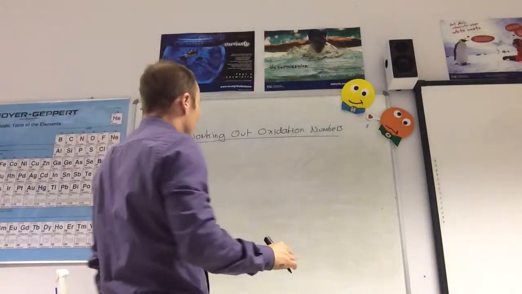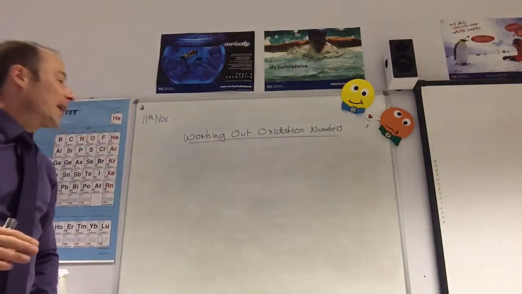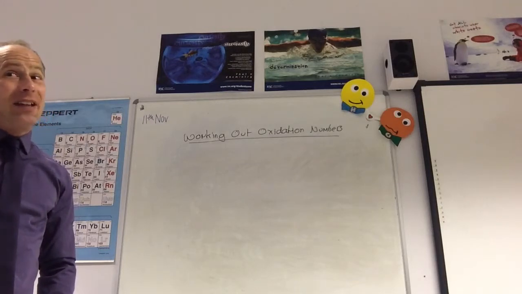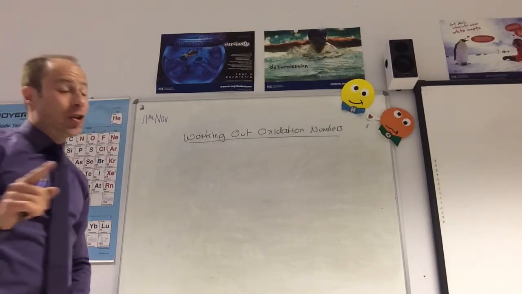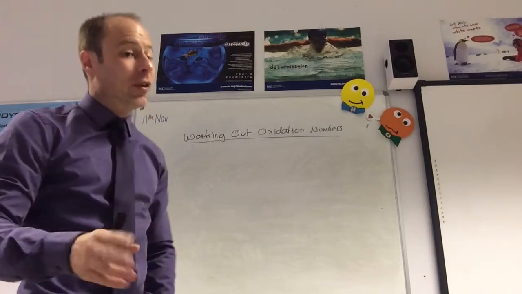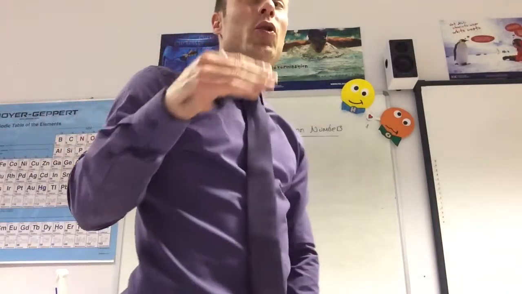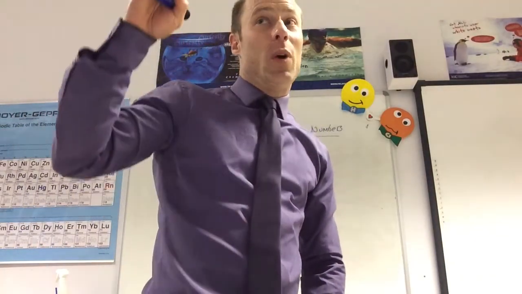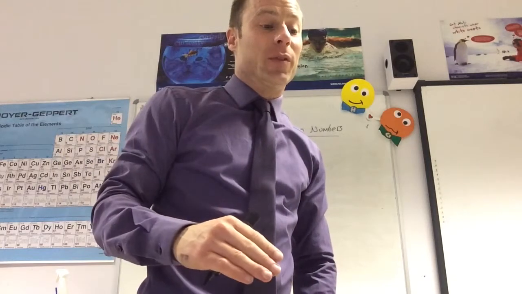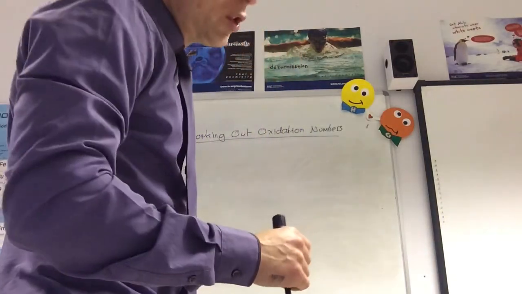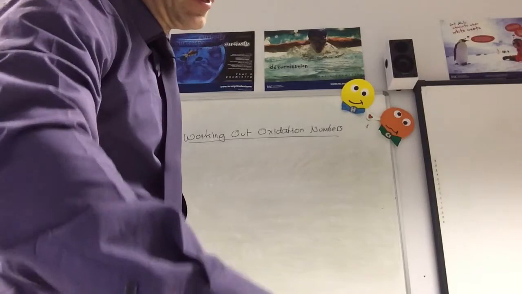So we can use those rules that we just talked about to work out the oxidation numbers of elements I haven't given you any information on. So those ones you know for definite or usual, and they're in order of priority. So number 1 was the most important, and we've gone down in order of priority. So let's try and work out a few.